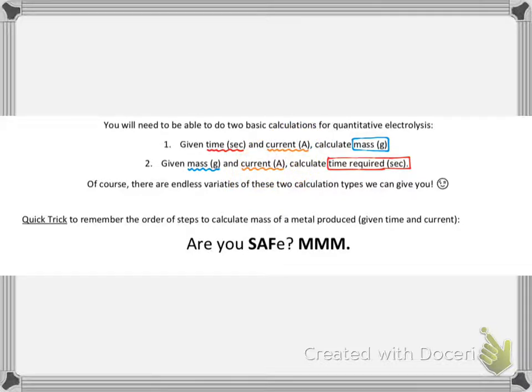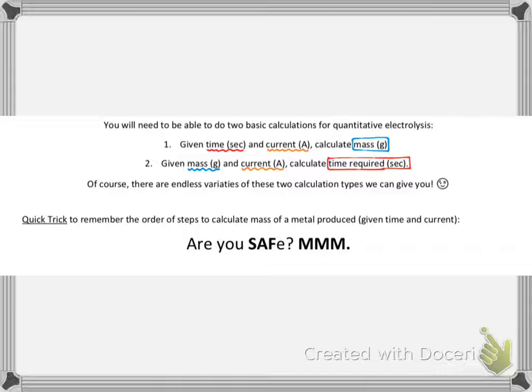Now you might be thinking, how in the world am I ever supposed to remember the order of all these steps I'm supposed to do? Well, luckily, I've got a quick trick for you to remember. It's kind of terrible, but it works, so we're going to go with it. And what you're going to remember is to think, are you safe? Here's how that will help.